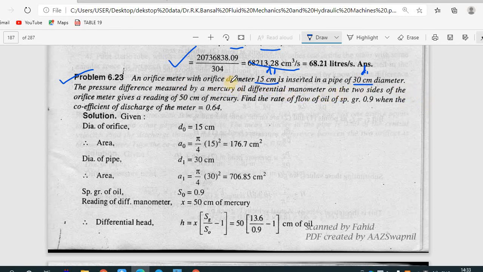The pressure difference measured by a mercury oil differential manometer across the two sides of the orifice meter gives a reading of 50 centimeter. That means the X value has been given. So X value is 50 centimeter. Find the rate of flow. So we need to find out the discharge value. Rate of flow is nothing but your discharge.